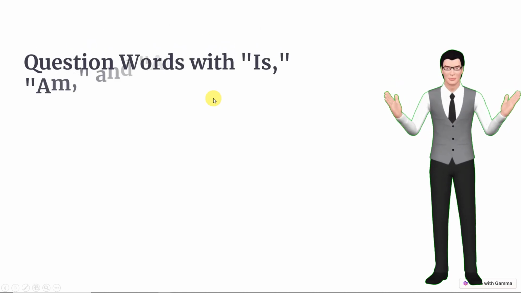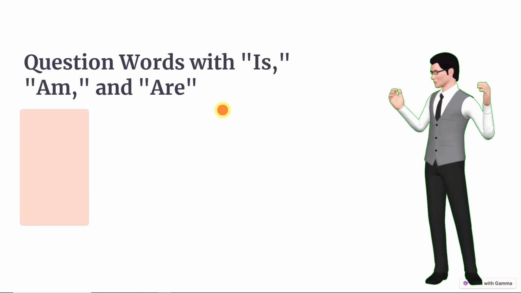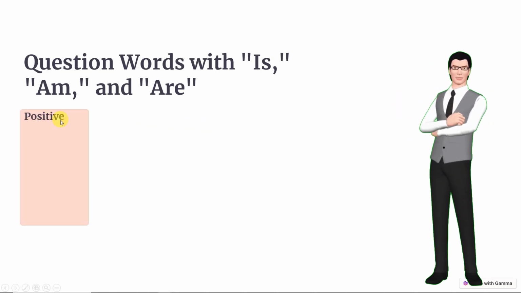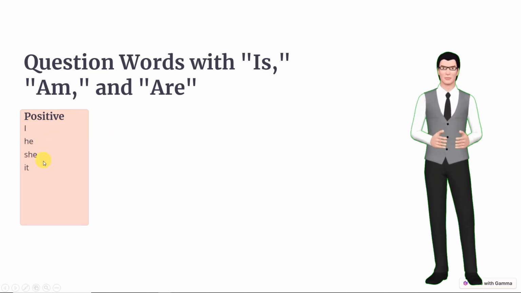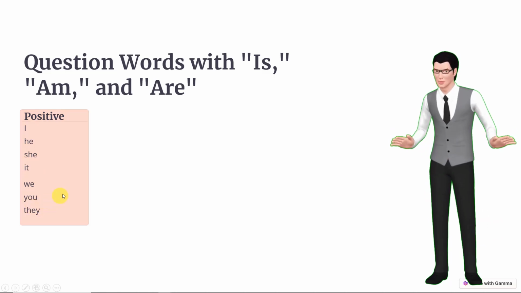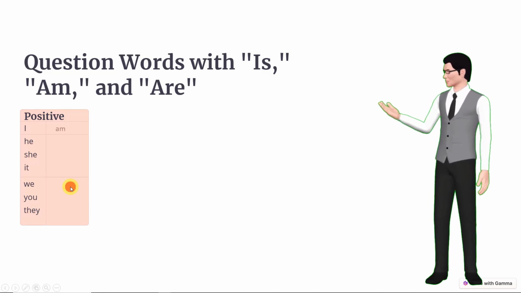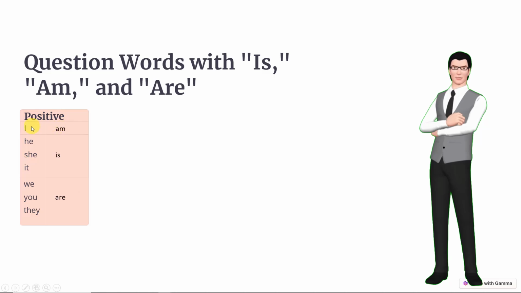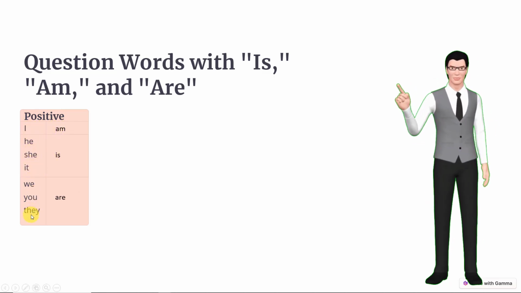Great. Question words with is, am, and are. Righto. Let's go for it. Now guys, these tables, you see how we're first making the positive table. I, he, she, it, we, you, are. Of course, I'm still busy drawing the tables properly. Oh, okay. Maybe my sequence is not completely right. Okay, let's look over it again. I am, he, she, it is, we, you, they, are.